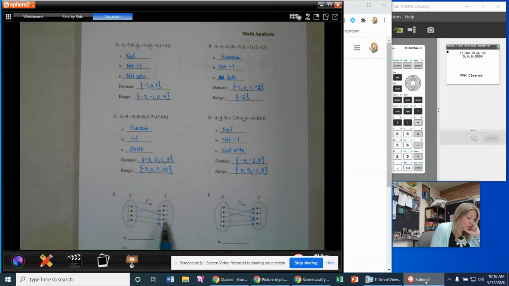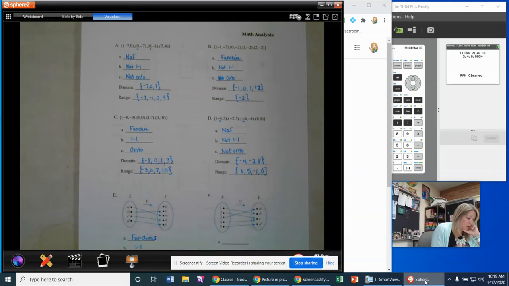Okay. So here's a place where, start. This is a function, so that's good. No x values repeated. Function, singular. It is 1 to 1, no y values are repeated, but it is not onto.